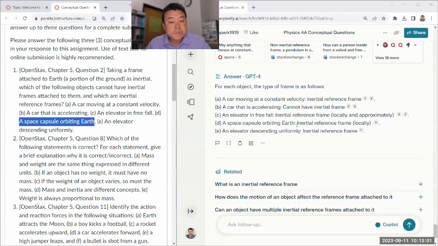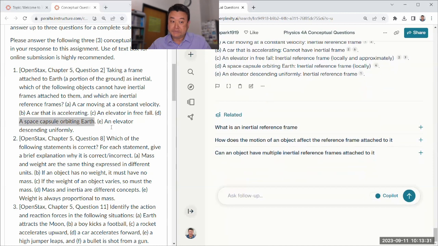Okay, because it said locally, I will accept that as being correct. Because, you know, it's again in a free fall scenario. So when something is in free fall, with reference to someone who's an earthbound observer, that's not an inertial reference frame because it's undergoing gravitational acceleration. An elevator descending uniformly is an inertial reference frame. Yeah, good. Wow, these are all correct answers.